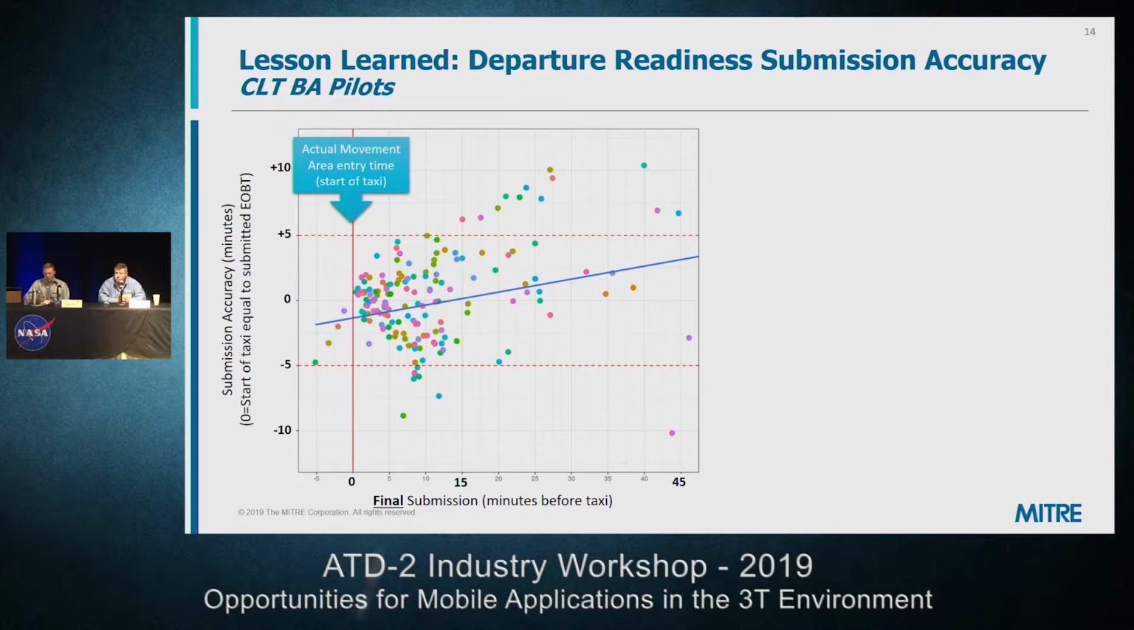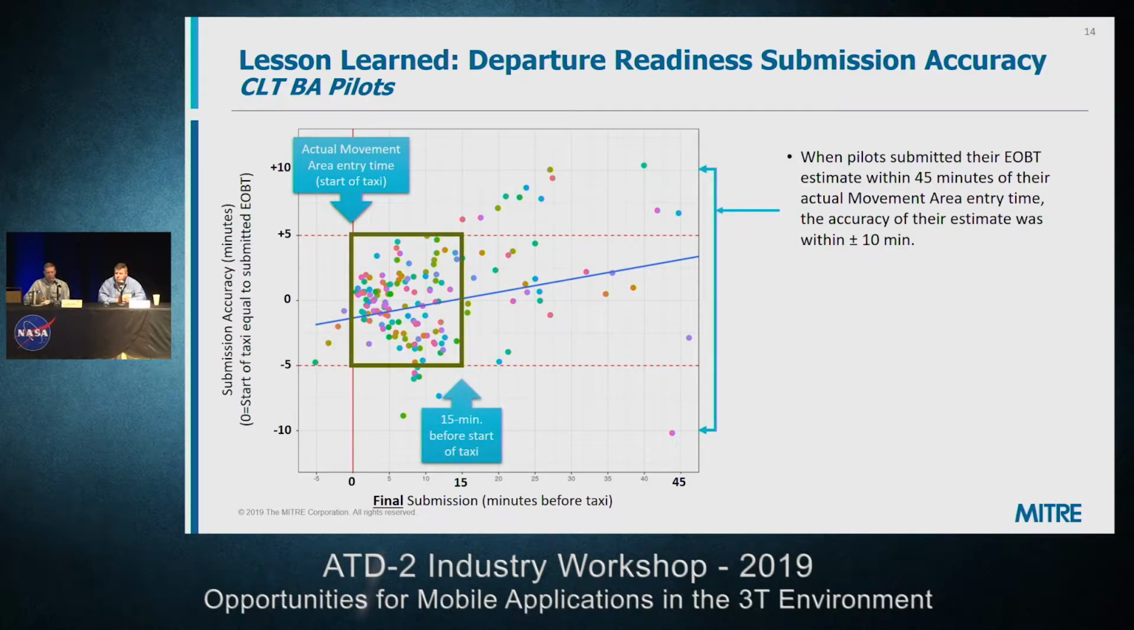So what we were going for was up to 45 minutes out. You can see most of the dots are within plus or minus 10 minutes of when they said they were going to be ready to go. So that's obviously better than that 30-minute time. If we were to just use their P time in the flight plan, we're already better at 45 minutes out. But the sweet spot is really that 15 to maybe 20 minutes.